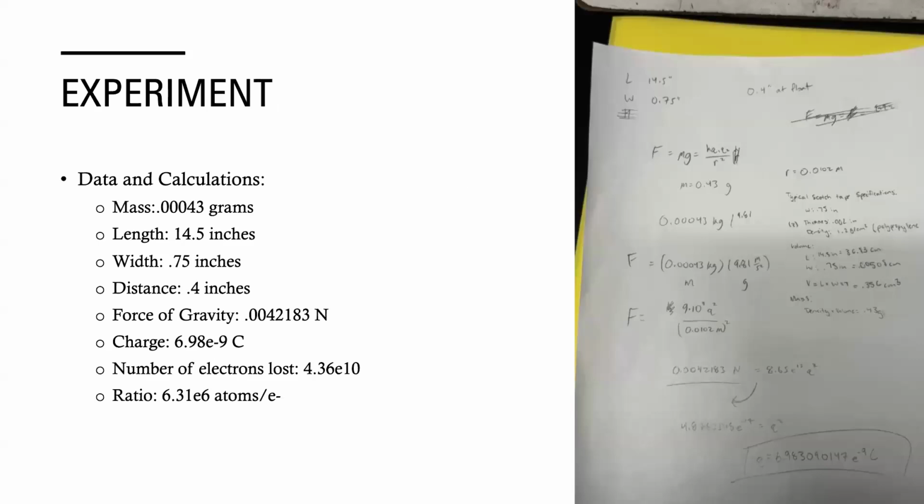The data and calculations of the experiment. The mass is 0.0043 grams. The length is 14.5 inches. Width is 0.75 inches. Distance is 0.4 inches. The force of gravity is 0.0042183 newtons. The charge, as said earlier, is 6.98e-9 coulombs. The number of electrons lost is 4.36e10, and the ratio is 6.31e6 electrons per electrons lost.